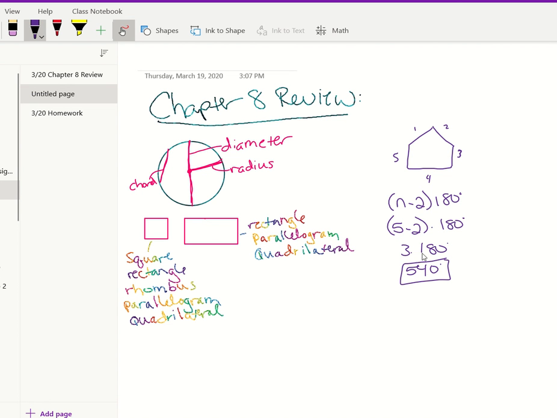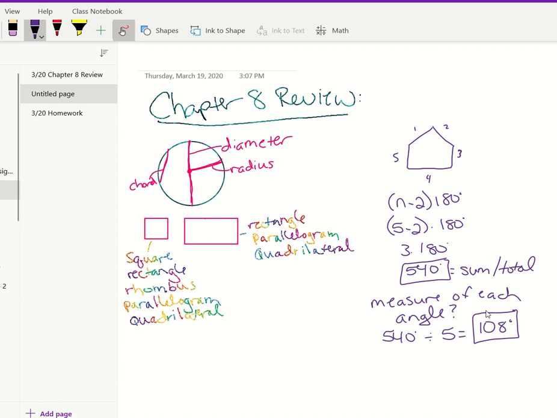But what if we didn't want the sum, this equals the sum or the total, but we wanted to know the measure of each angle. Well, how we do that is we take our sum, we take our 540 degrees, and we divide it by 5, by the number of sides. And that would give us 108. So each angle measure would be 108 degrees.